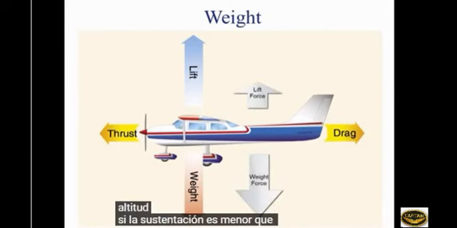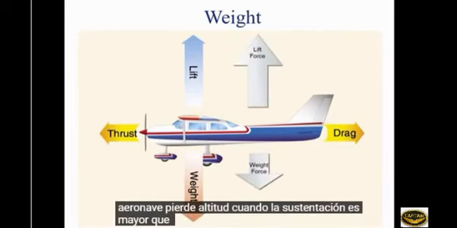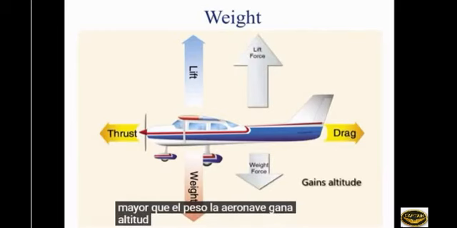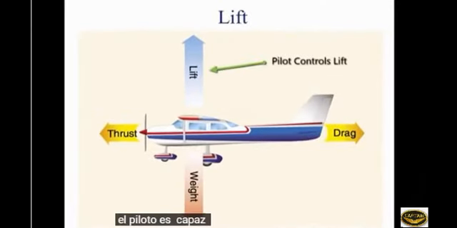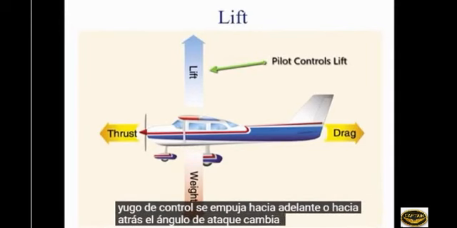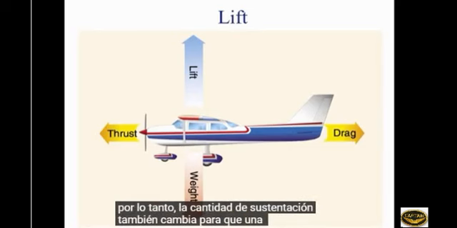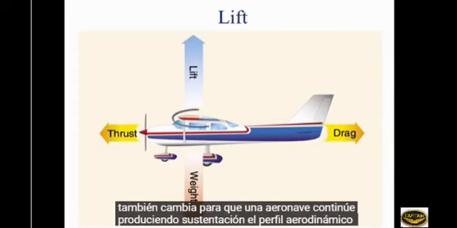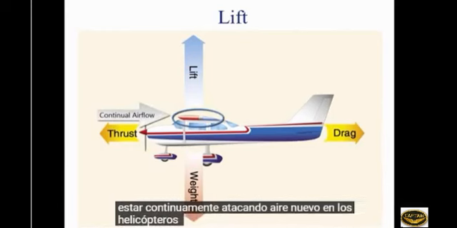If lift becomes less than weight, the aircraft loses altitude. When lift is greater than weight, the aircraft gains altitude. The pilot is able to control lift. If the control yoke is pushed forward or pulled back, the angle of attack changes and therefore the amount of lift changes as well. For an aircraft to continue to produce lift, the aircraft airfoil must be continually attacking new air. On helicopters, this is accomplished by the rotating blades.